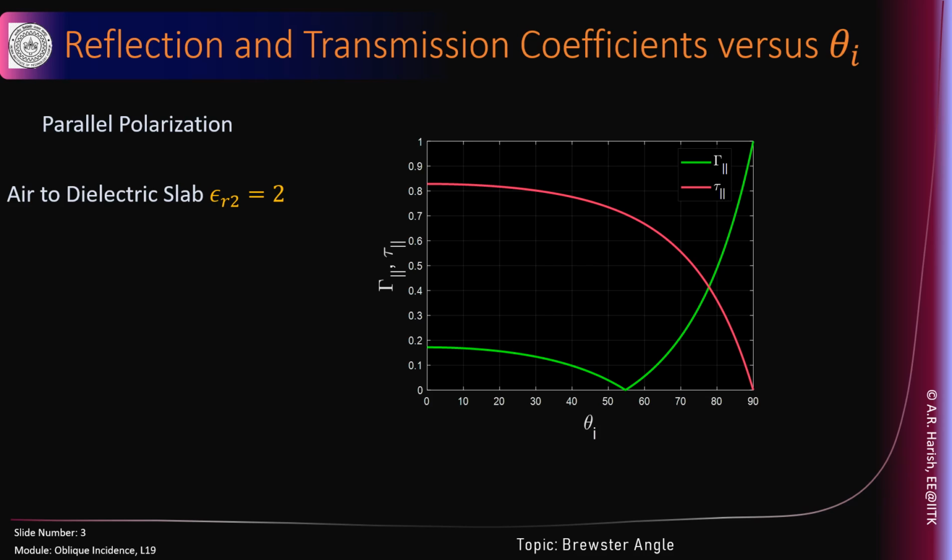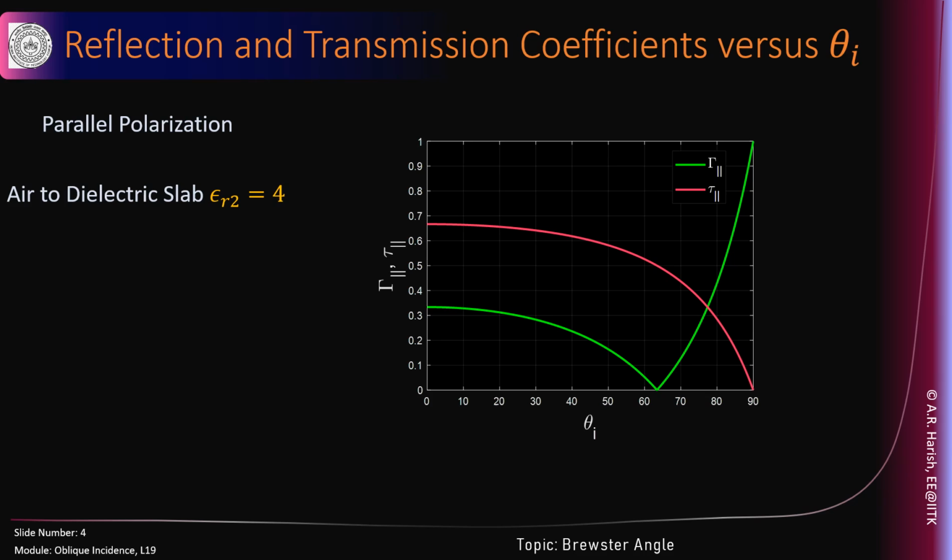So we have a particular direction. If the wave is incident from that direction, corresponding to a particular value of theta I, the reflection coefficient is 0. No wave is reflected back if the wave is incident onto a dielectric medium with permittivity 2 from air. This is the case when we have parallel polarization. Remember what is parallel polarization? The electric field is parallel to the plane of incidence. Correct. Now we'll ask this question: can we plot a similar graph when epsilon r equal to 4?